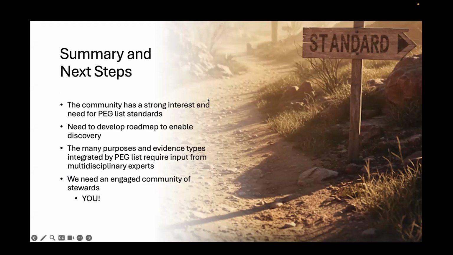Just in summary, we've established the community has a really strong interest in and need for these PEG list and matrix standards. But we need to develop a roadmap in order to enable discovery that can come from them. There are many different types of purposes and evidence types that are integrated by these PEG lists, and they require input from multidisciplinary experts. So we need a really engaged community of individuals to make this happen. We want to thank all of you for your interest in this and your passion for continuing this forward. We're excited to work with you on this.